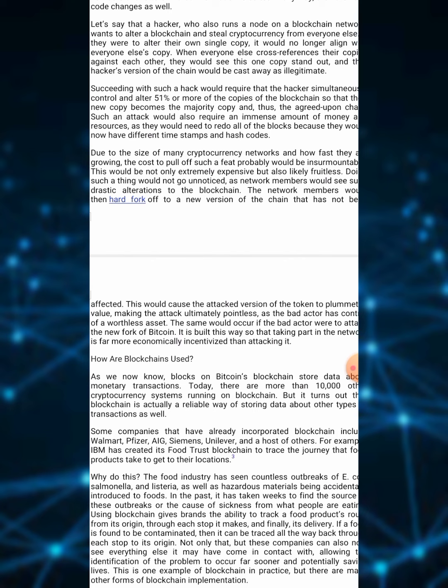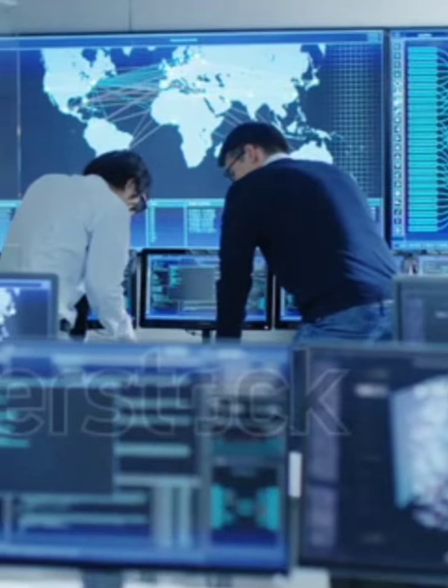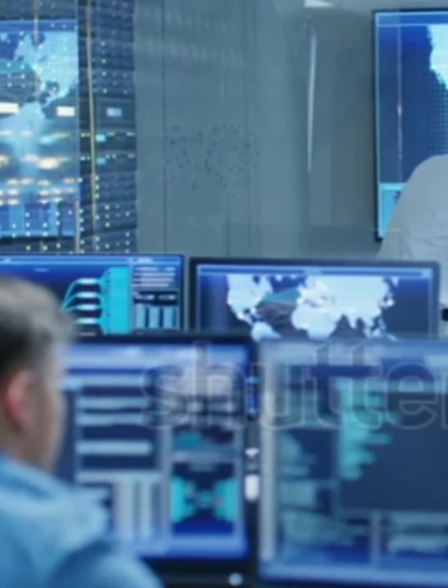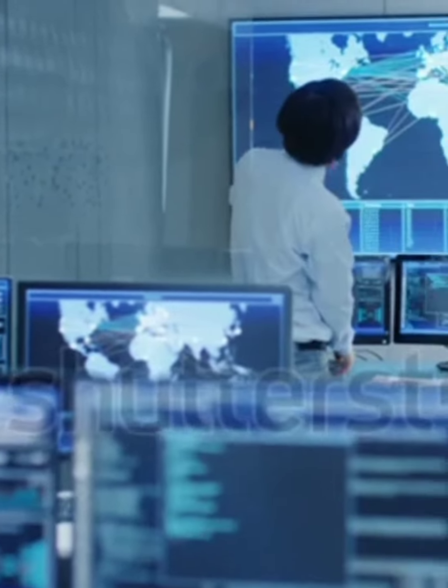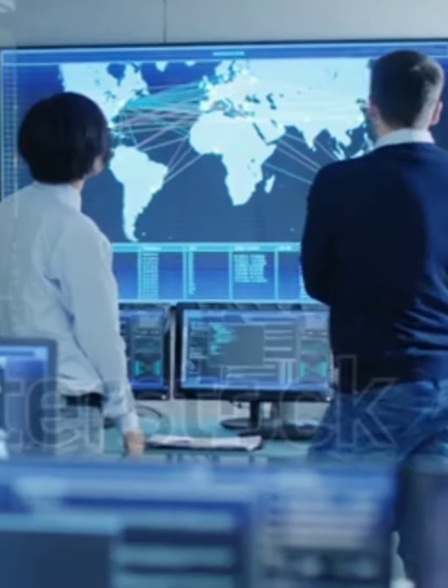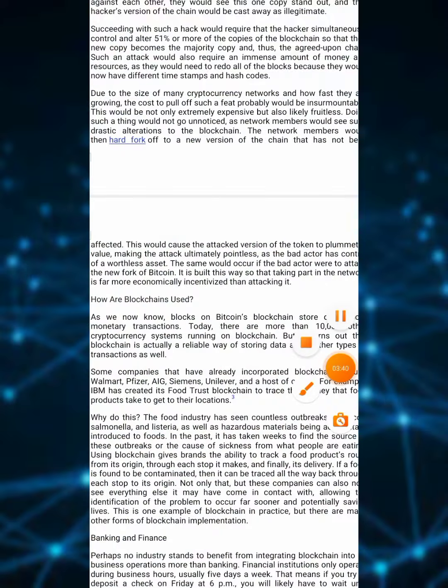Okay, and they will also need to redo all the blocks because they would now have a different timestamp and a different hash code. So you see that to tamper with information going in and out of a blockchain space, or in a blockchain network, is not so easy. So this makes blockchain technology secure to a very maximum rate.